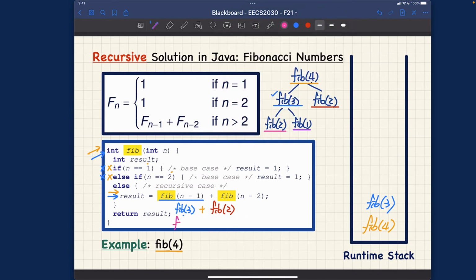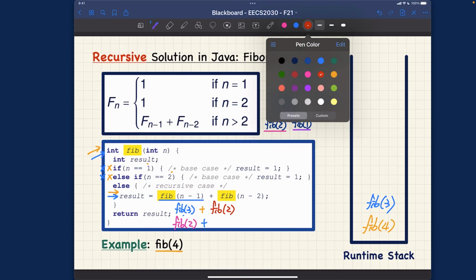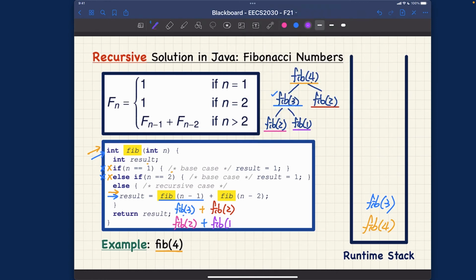So it's going to be Fibonacci of 2 over here, plus Fibonacci of 1. Right, over here you can see corresponding to these two. And again, we're going to do evaluation from left to right. So we're going to finish this, terminate and return before we can execute this. So that means Fibonacci of 2 is now going to be pushed onto the stack over here.